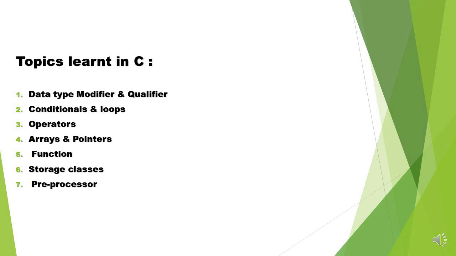So we learned about data types. There are basically four data types. The character data type acquires 1 byte of memory. The integer data type acquires 2 or 4 bytes of memory, the float data type acquires 4 bytes of memory, and the double data type acquires 8 bytes of memory.